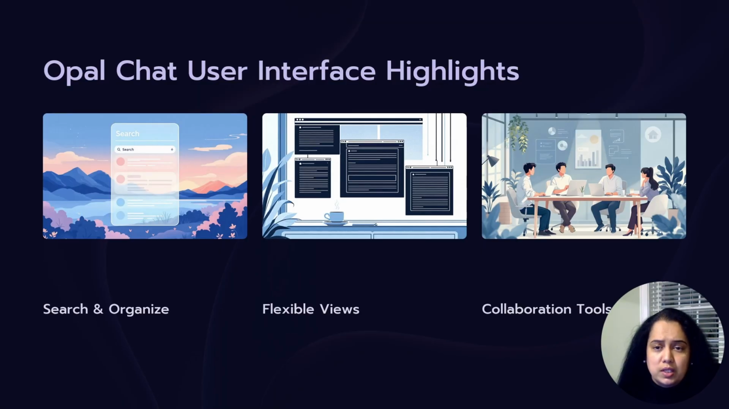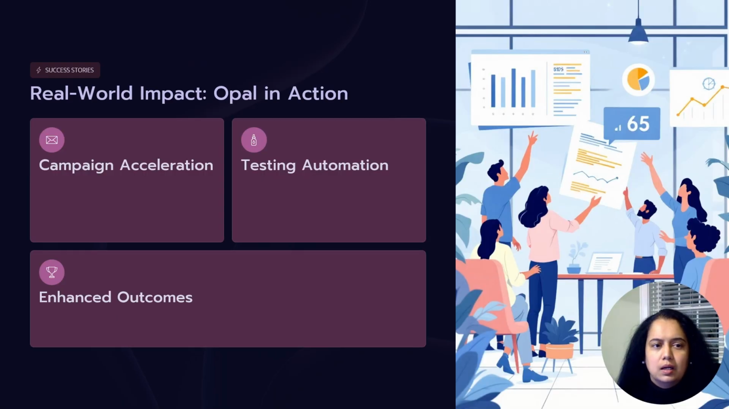Opal Chat user interface highlights: easily search through chat history and start new focused conversations to keep different topics well organized. Toggle the sidebar and expand to full screen, pop out the window, or dock it for maximum flexibility based on your workflow. Regenerate the AI responses for refinement and copy entire chat threads to share insights with teammates and stakeholders. Real world impact, Opal in action.